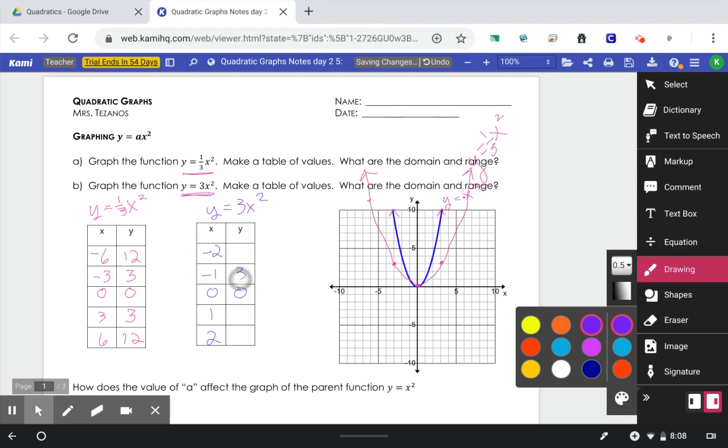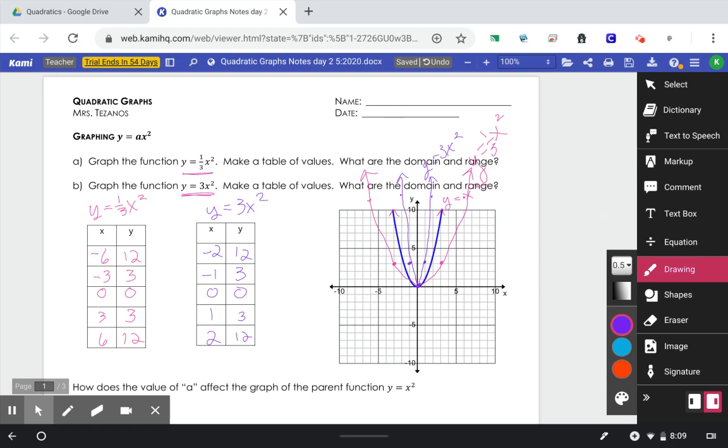So when x is -1, y is 3. When it's -2, it's 12. When it is 1, it's 3, and when it's 2, it's also 12. Okay, so I'm going to graph these points. So 0, 0. I have 1, 3, -1, 3. 2, 12 will be about here, and -2, 12 will be about here. So it curves up like this. So I get y equals 3x squared.